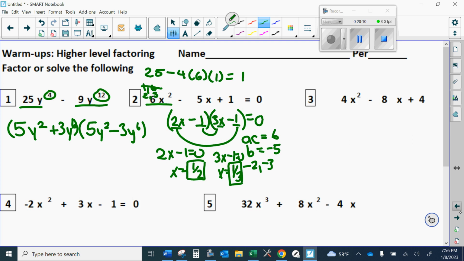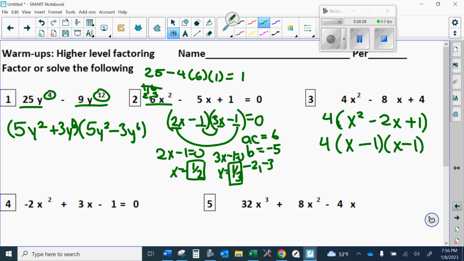Okay. Number 3, factor out the GCF. There was no GCF in 2. There is one here. Factor out the 4. I'm left with 1x squared minus 2x plus 1. Okay, and this nicely factors into x minus 1 times x minus 1, which can also be written as x minus 1 quantity squared.